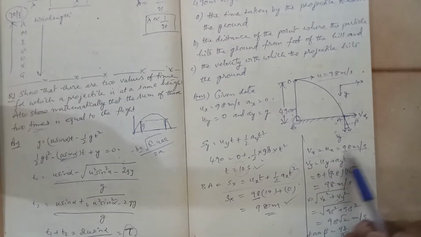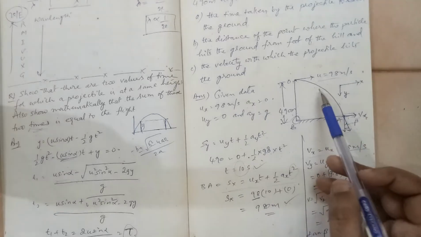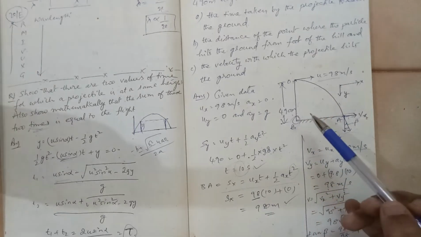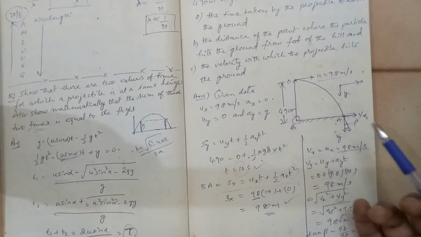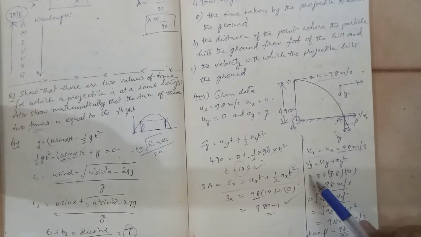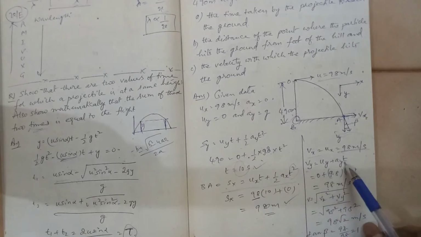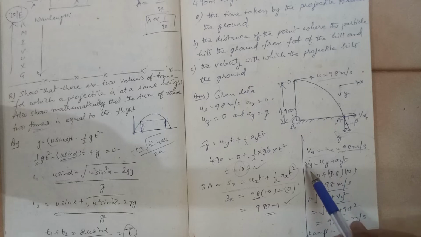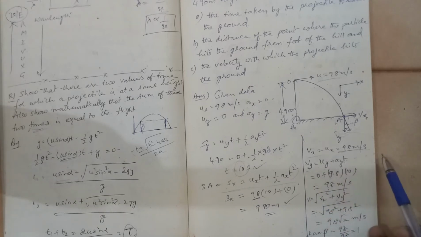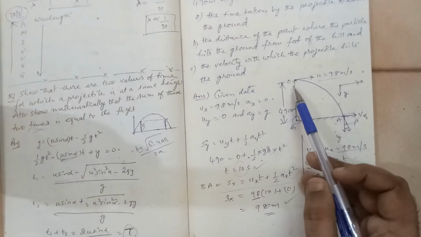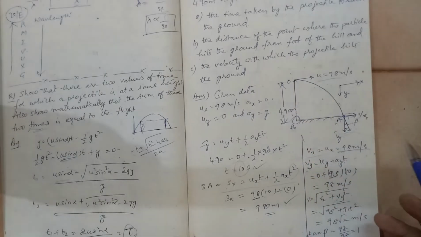So Vx is equal to 98. As I told, in the horizontal direction there is no acceleration, and no acceleration means the velocity will not change. Now v is equal to u plus at, we are applying in the y direction. So it will be Vy is equal to Uy plus ay into t. What is ay? It is g. Uy, as we have discussed here, is 0.